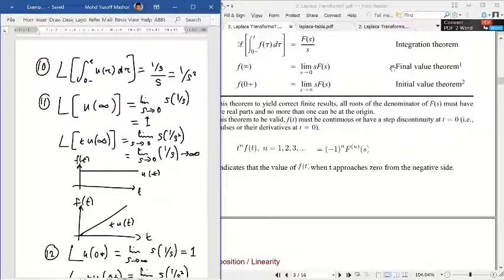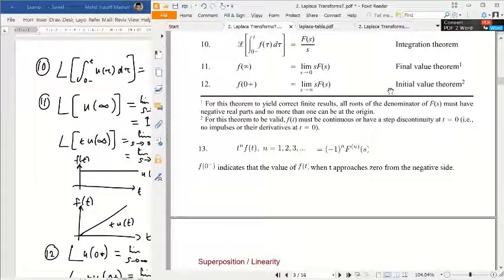Okay, another two theorems which are very beneficial when we want to analyze the performance of the system, or the end value or final value of the function.